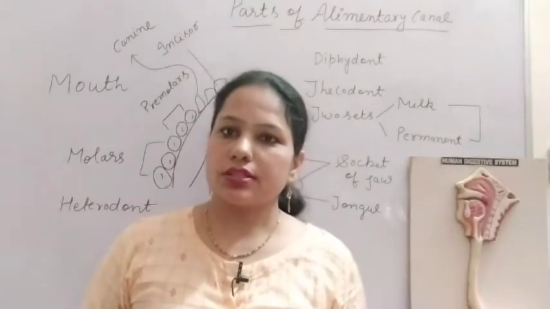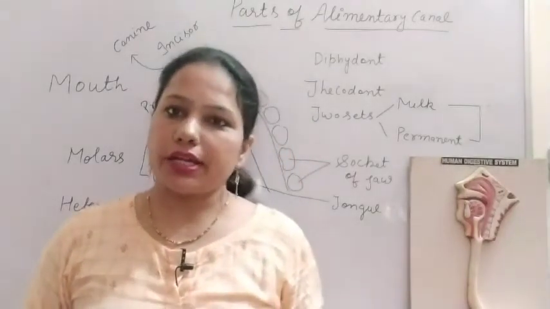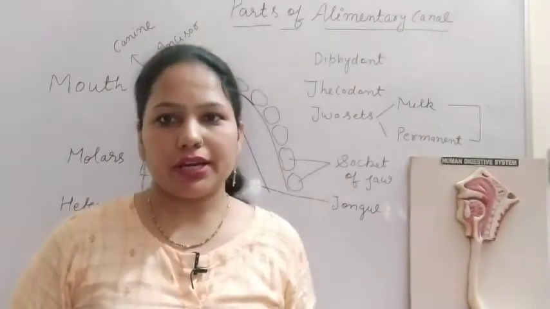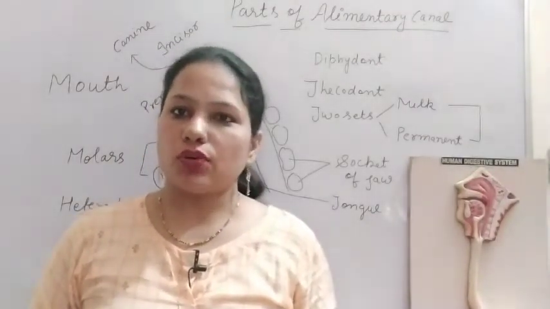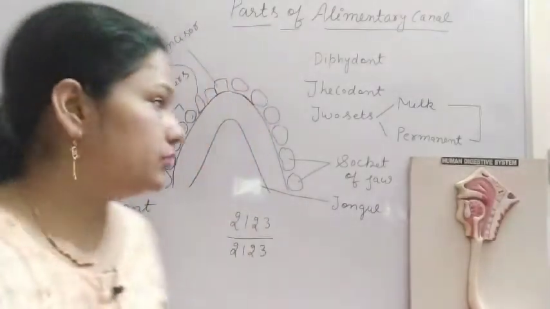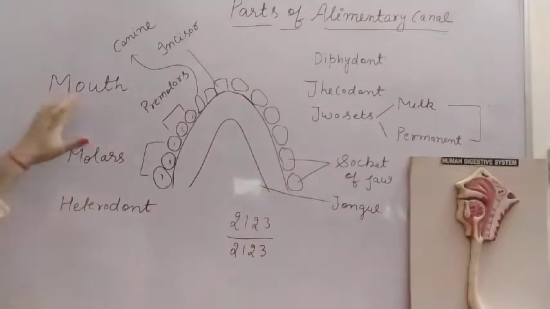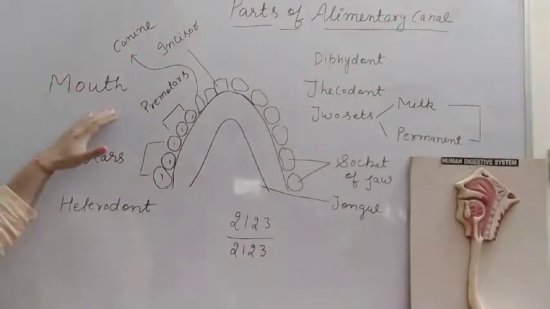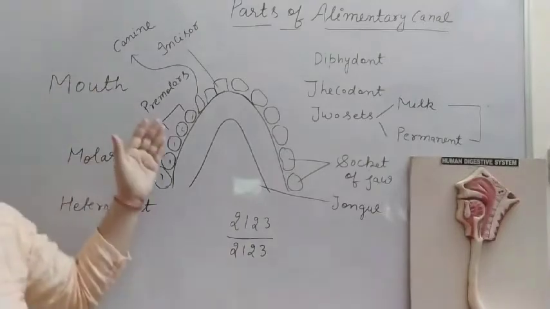Today we will discuss the topic parts of alimentary canal and every part of alimentary canal in detail. So the first part of alimentary canal, that is the mouth. We will discuss the mouth and the oral cavity and what are the different structures present inside our mouth.